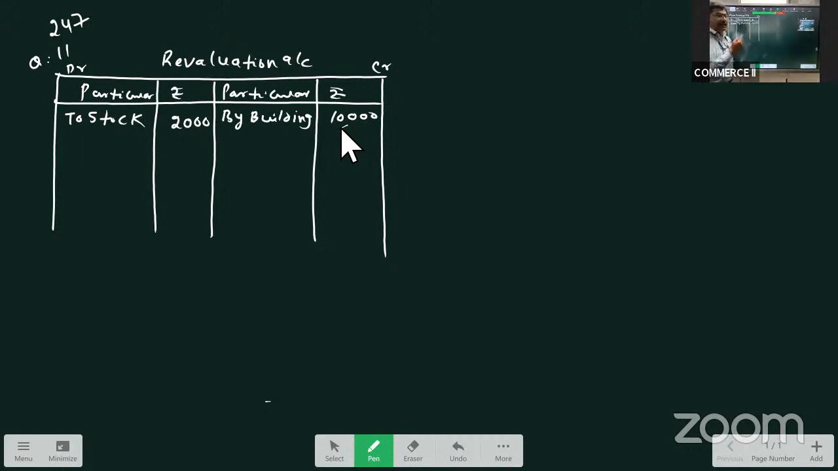There is an increase in liability. Earlier, we had creditors of 20,000. Now they have increased by 3,000. So increase in liability is again a loss. So it has to be taken on the debit side. To creditors, 3,000. Okay. Anything else? Nothing. So let us close this.